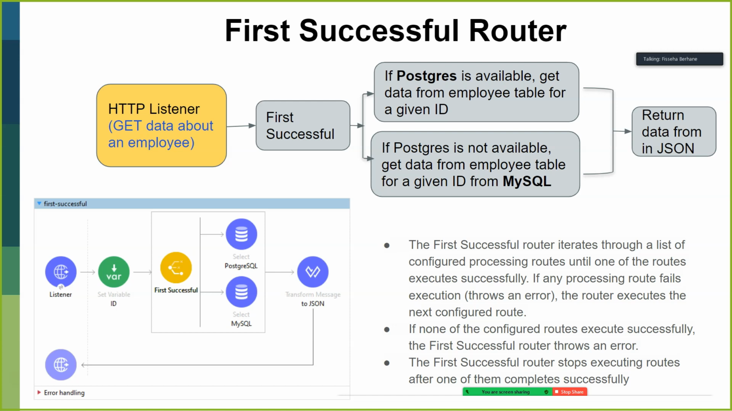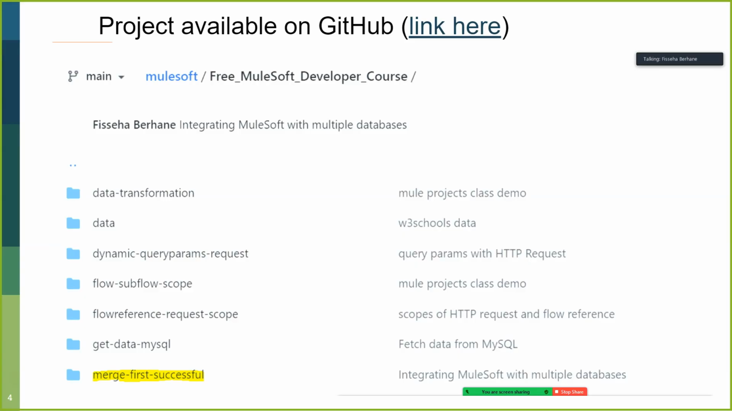So it looks like this. We have first successful, combining Postgres and MySQL. For both of them, we are using the select operation, obviously, because we said select is the verb that we use to query data from databases. Okay. And quickly, I have the project on GitHub. You can go to GitHub and download it. And for some reason, if yours doesn't work, you can compare, or you can fork it also.